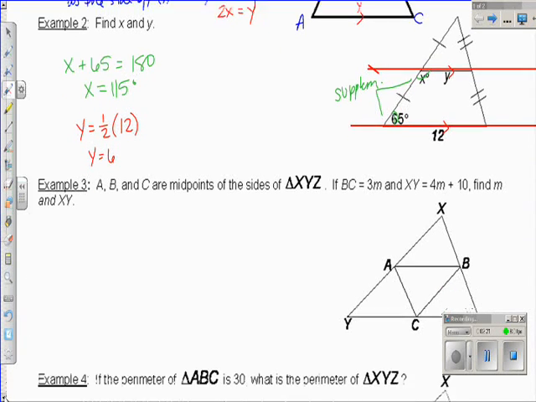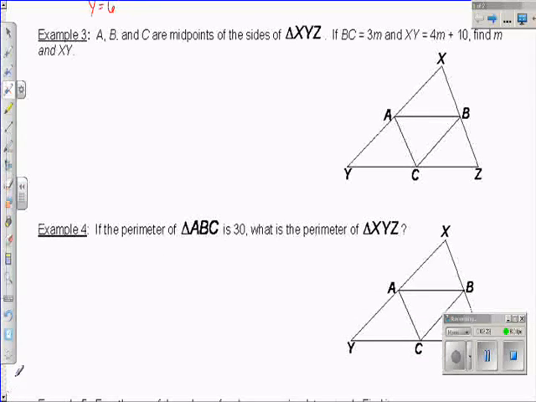Okay. From here, if we're looking at points A, B, and C, those are all midpoints. That means I'm going to go ahead and mark my picture. Say AY equals AX, XB equals BZ, and CZ equals CY. Okay, now they don't equal each other, but they are midpoints. It tells us that BC is 3M, and XY is 4M plus 10.